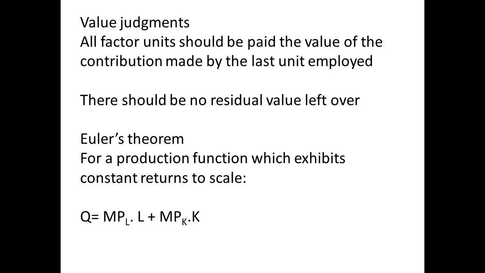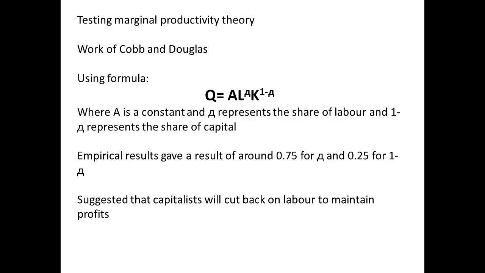An attempt to test marginal productivity theory on an empirical basis was carried out by two American economists, Cobb and Douglas. They proposed that the aggregate quantity should equal a constant A multiplied by the share of labour to the power D times the share of capital to the power of 1 minus D. Their results suggested a constancy in the share of labour and capital over a number of years, and other Western countries have been shown to produce similar results. An implication of these results is that capitalists will cut back on labour to maintain profit.